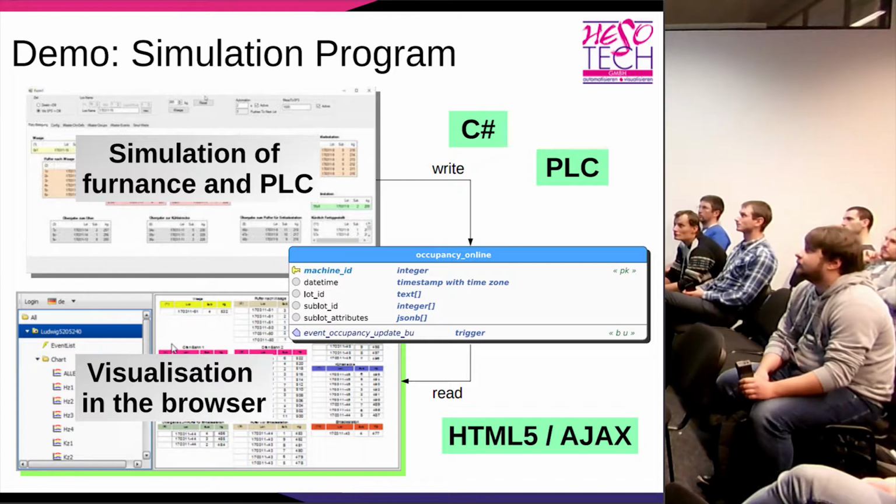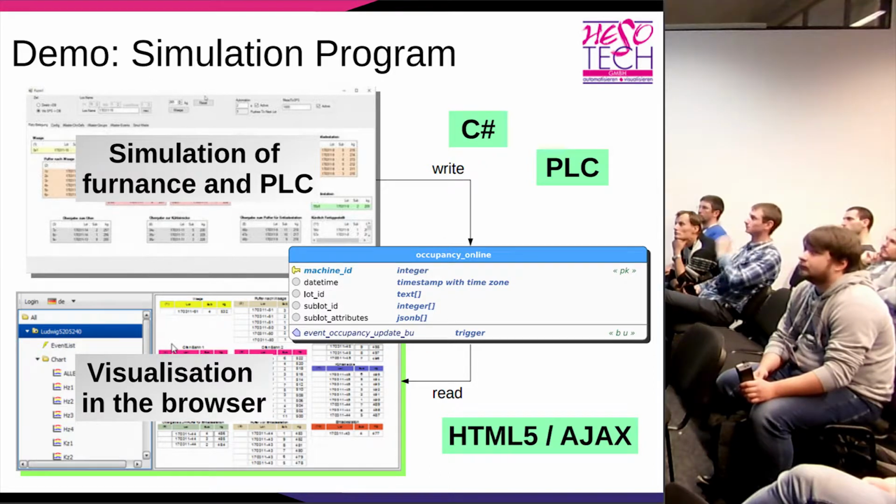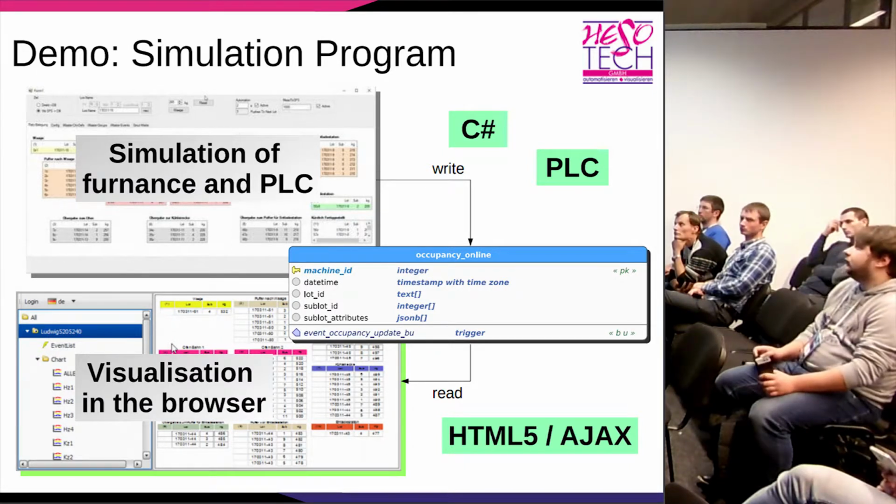Now what you can see is what the worker is seeing at the machine or also in the office, how things are going through the machine. So the way of information: simulation, real machine, PLC, Postgres, web service, browser. And what you see there is nothing else than a simple SVG graphic with some JavaScript inside.